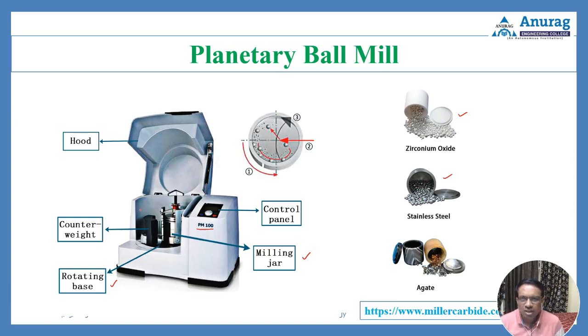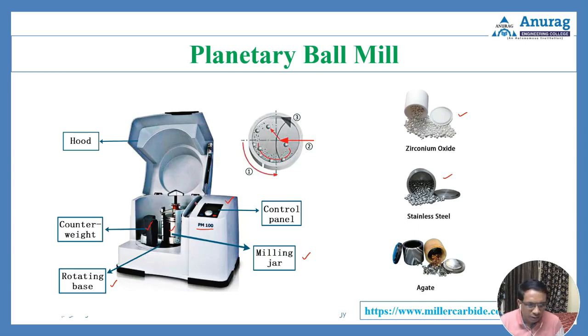Whenever it comes to this ball mill, there is a control panel where we can set the number of rotations, how much time we have to rotate, and all the parameters we can tune here in the panel. And here it's a milling jar, and based on the weight of the jar, we will use a counterweight here because it's a planetary ball mill. It's continuously rotating, and this is the cover, right?